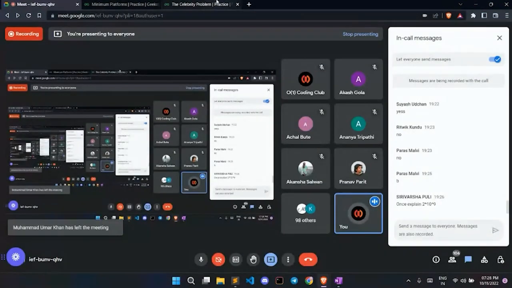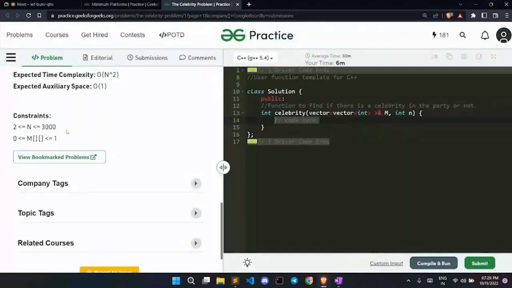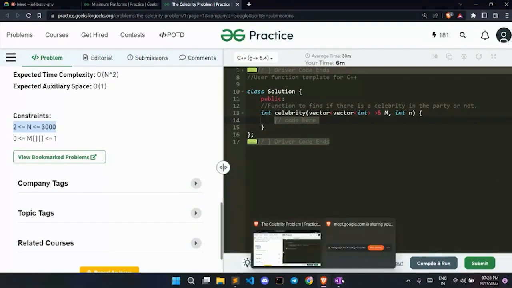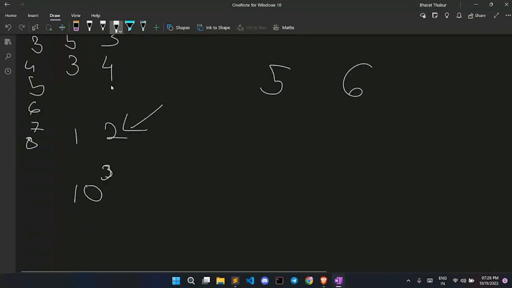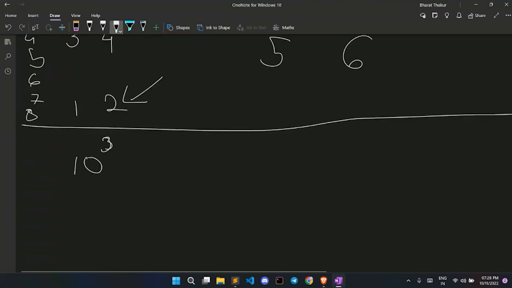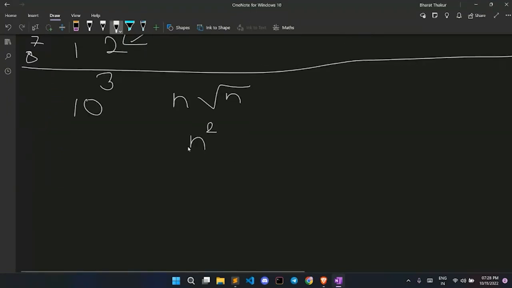My screen is visible, right? So what we are going to do? First, we are going to see what the constraints are. So it is 3 into 10 power 3. So it actually means comparable to 10 power 3. So what are the things that we know? If constraints are equal to 10 power 3, we should think of n square root n solution or n square solutions. Okay.